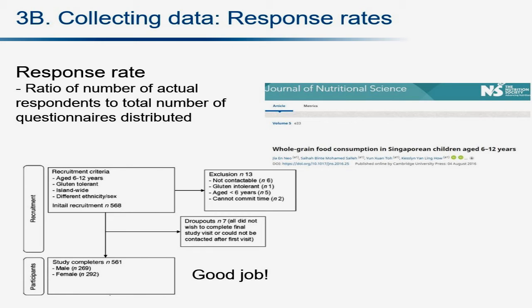They recruited 568 via this shopping mall strategy. A few dropped out, and then they got responses from 561. I mean, that's amazing, right? 90 plus. So this is why I put a picture of the person sweating doing the survey. You have to do this, but if you want your data to be really good, it's probably something you have to do. So in this case, response rate is really high.